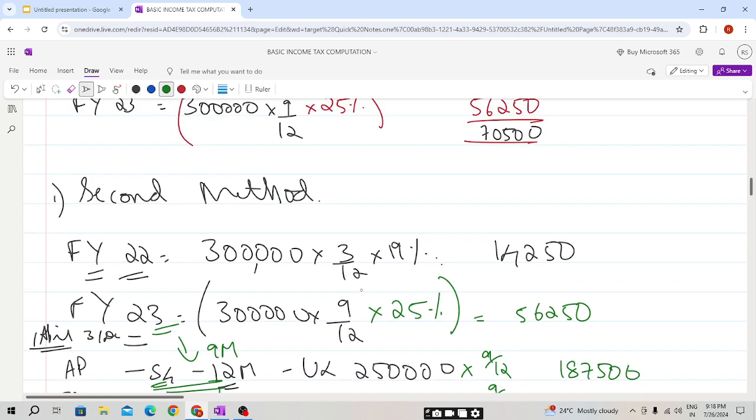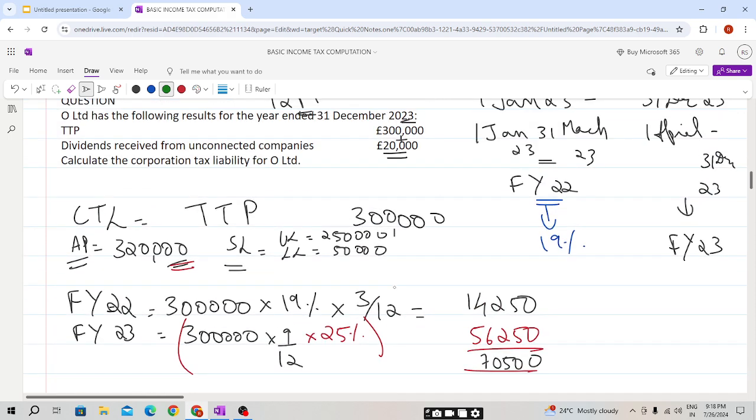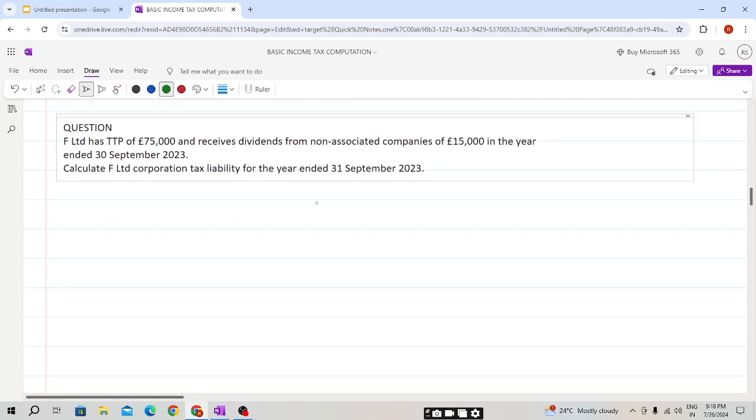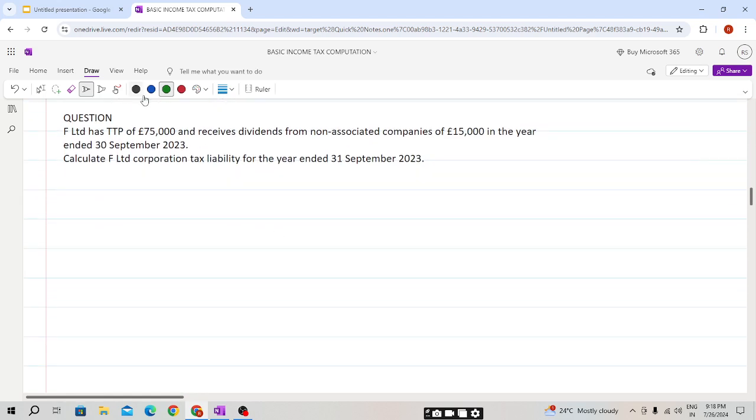This is the second method, students. We'll be following the first method only, but we will be doing the second method as well. But you need to follow one method in your examination. We'll be following the first method. Now coming to the second question.